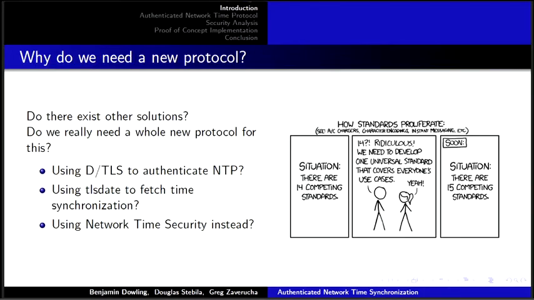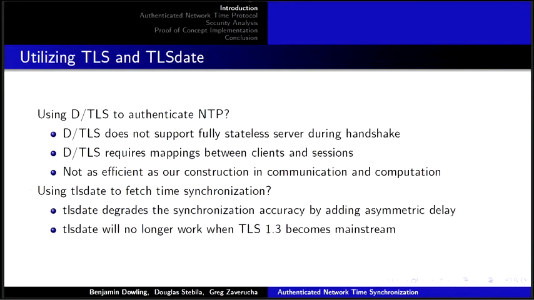But why do we need another protocol? We already talked about NTS, network time security, that already exists. But what else? Why can't we establish a TLS connection in order to authenticate and protect the sending of NTP messages, or even use Appelbaum's TLSdate in order to fetch time synchronization requests?